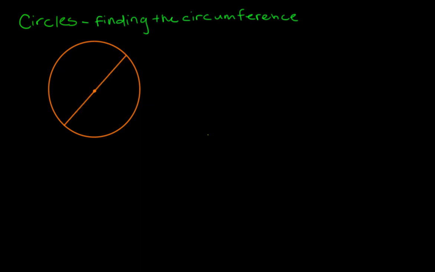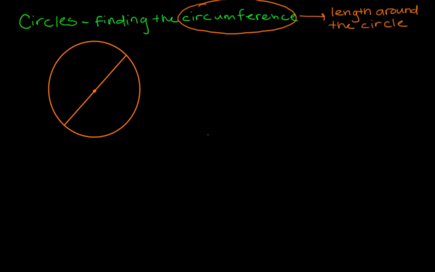So we're going to jump into this. We're trying to find the circumference of circles. Now, to find the circumference of the circle, what we first want to do is make sure we understand what the circumference is. And the circumference is just essentially the length around the circle. So what we're going to do is try to figure out how long it is all the way around the circle.